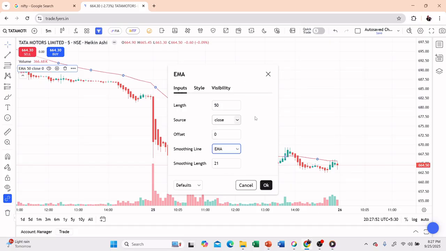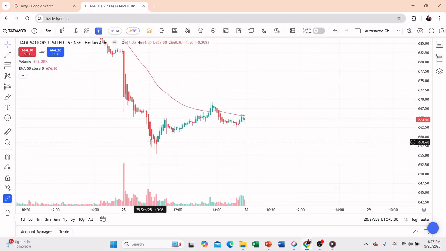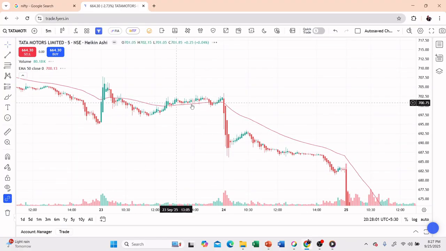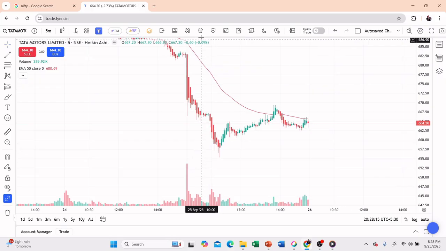This is simple. I'll just change it to exponential moving average. The smoothing factor I will change to 50, and I will see. Now as you can see here, this is obviously below this. If you can see, this is below the 50 moving average. Whenever it comes closer to this line, for example 696, here it is 693, it's fair enough to take a short trade here. Probably you would have ended up making 681.